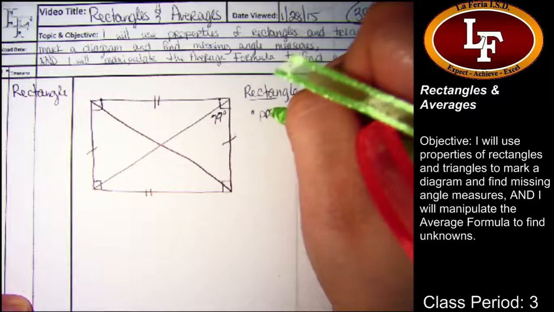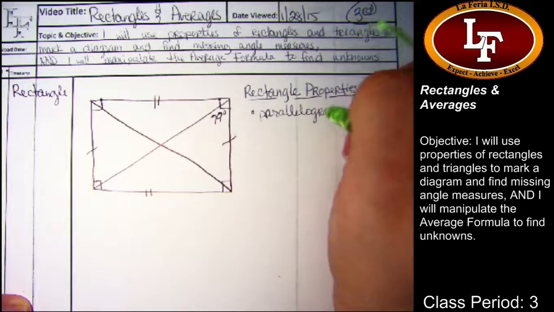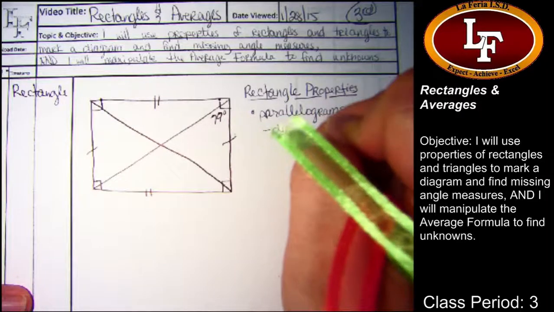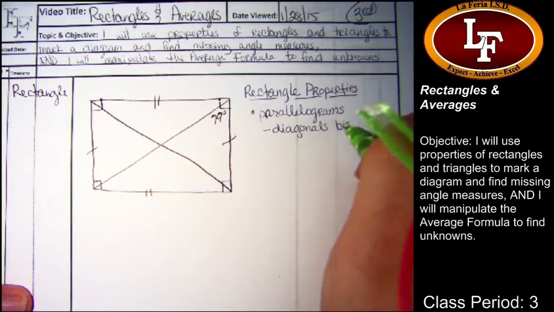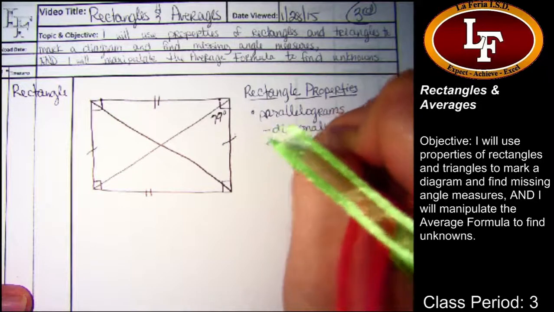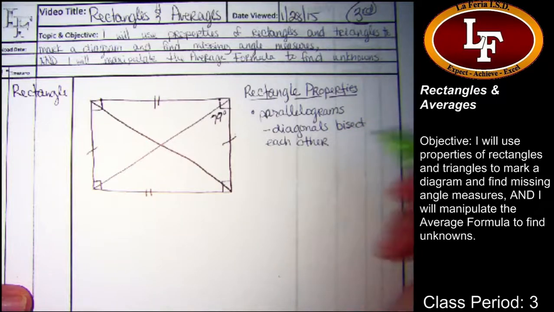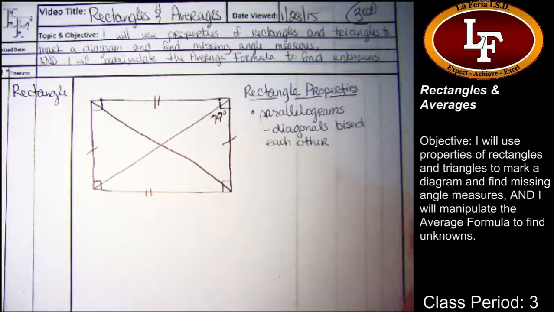So the first thing that we know about rectangles is that all rectangles are also parallelograms. Just straight up. And from that we get that the diagonals bisect each other. What did bisect mean? Cuts in half. Lovely. So if you don't remember what that was, you need to underline it, put a question mark, and over here on the left, answer your question mark.